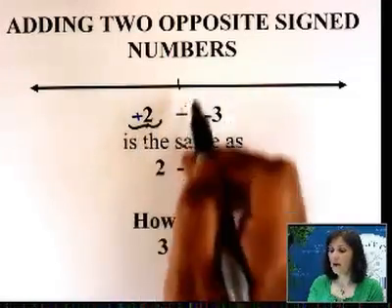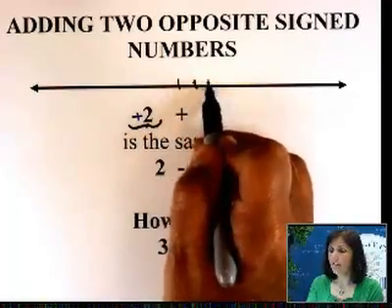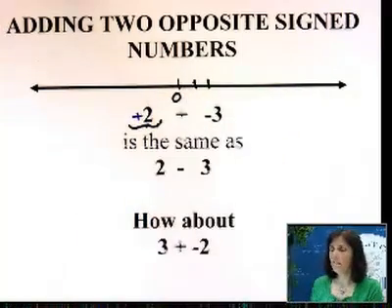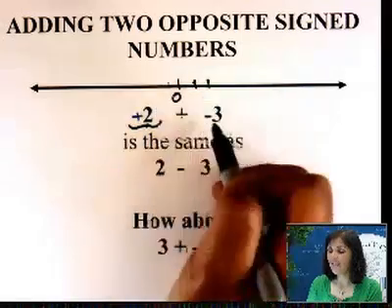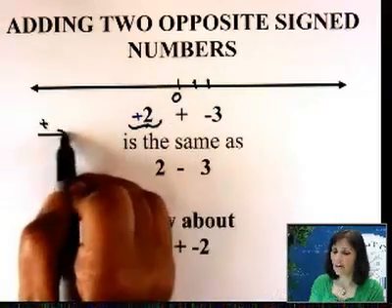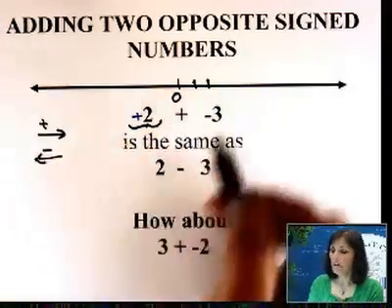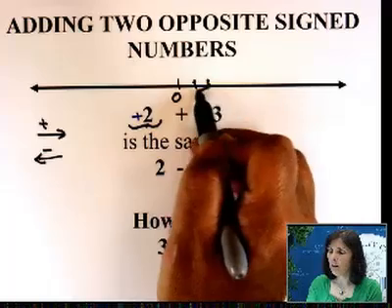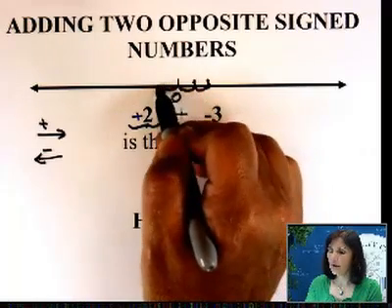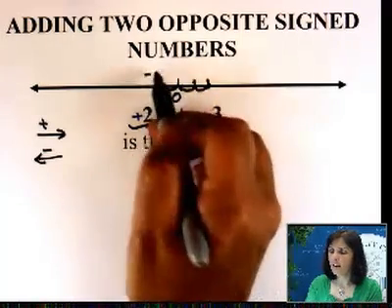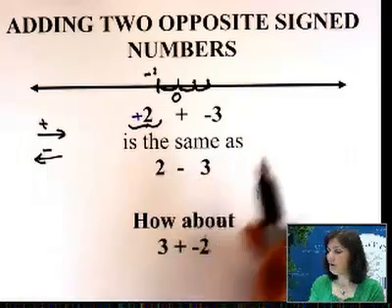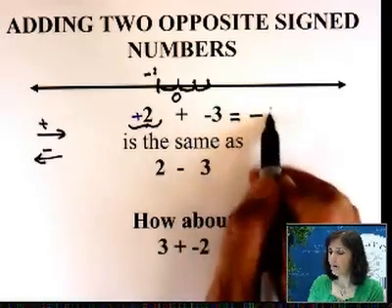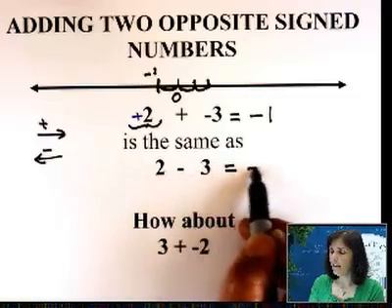All right, positive 2 plus negative 3. This one tells me I have to go right, 1, 2. Here I am. This is my 0. Plus negative 3. What's that mean? I'm going to go back left now because positive is right, negative is left. So negative 3. I was here, 1, 2, 3. Where did I end up? At negative 1. So this is the same as 2 minus 3, remember? So I end up at negative 1.